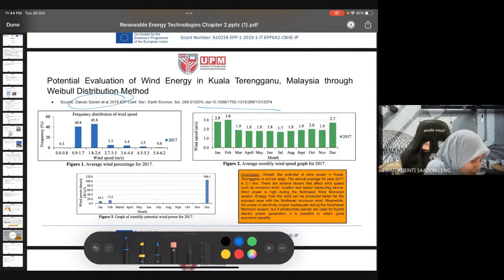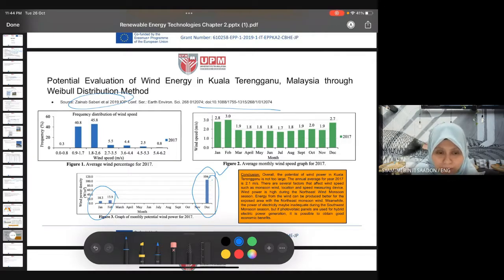Okay, so they have done statistical analysis of the data, and they make a conclusion. So we just look at the conclusion. But before we look at the conclusion, look at this. Figure 3, graph of monthly potential wind power in 2017. We look at again December, January, February, especially in December. The wind power density can exceed 106 watt per meter square. So very, very high. So it has a potential. It's just that it can only be used at these very specific three months especially.